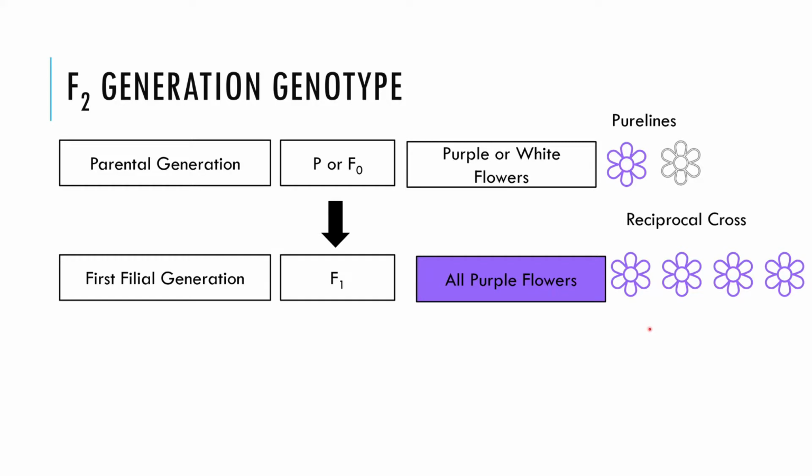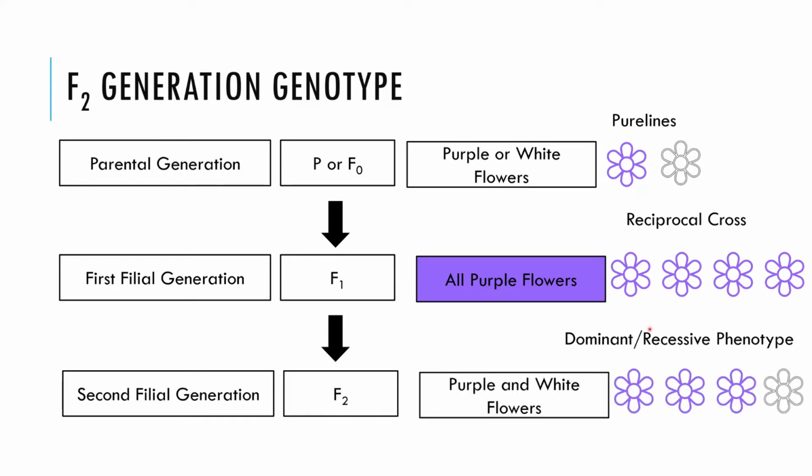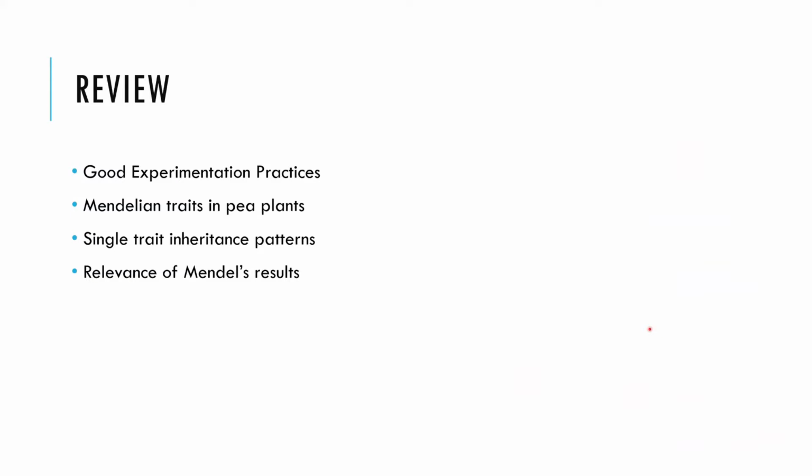He also did a reciprocal cross which had the same results, that is all purple flowered plants. So he named them dominant and recessive. And in the second filial generation, he noted that the white flowered plants had reappeared, and this was in the phenotypic ratio 3:1. So let us pause here and review what we have learned so far.